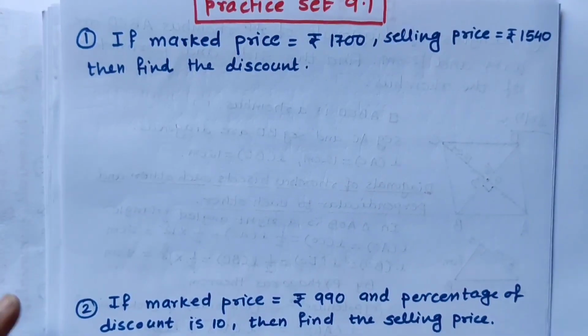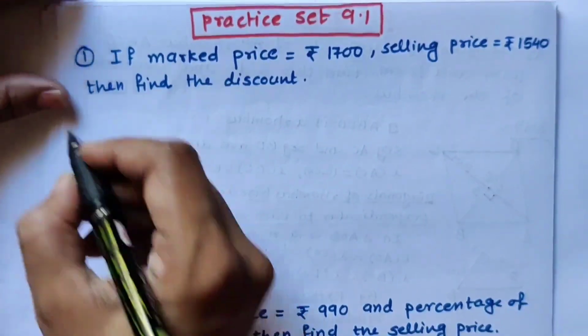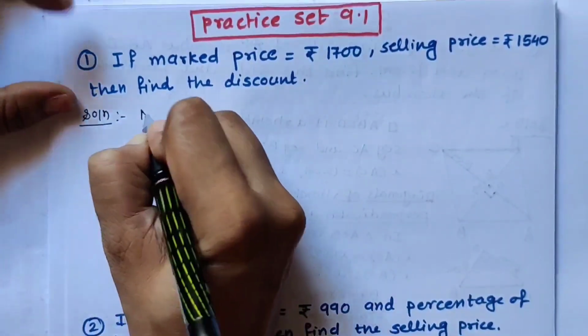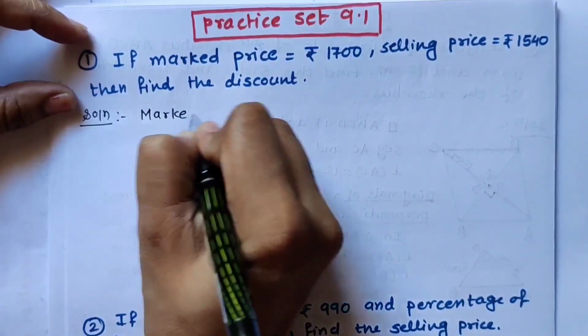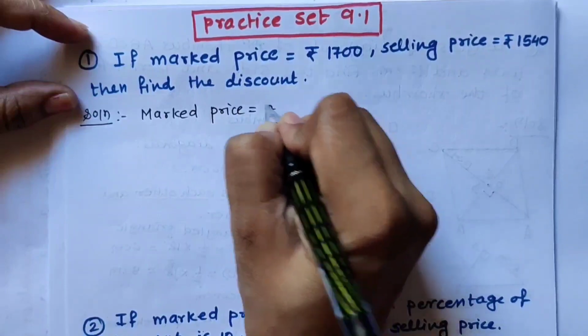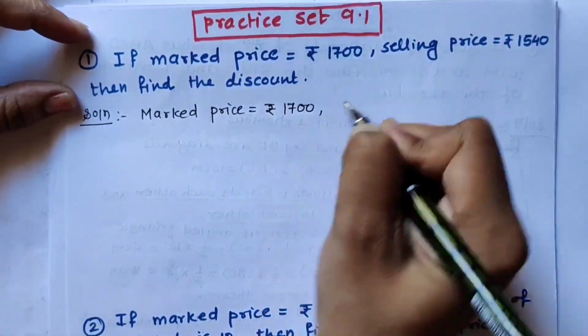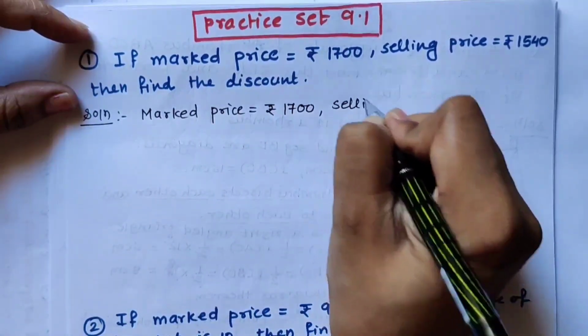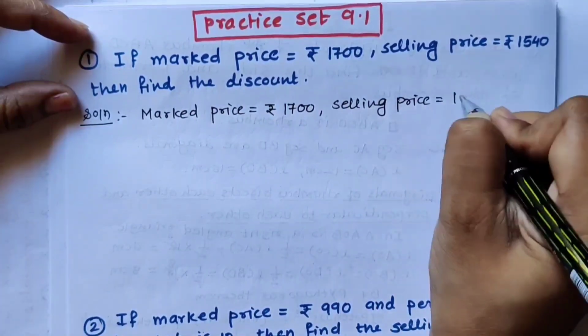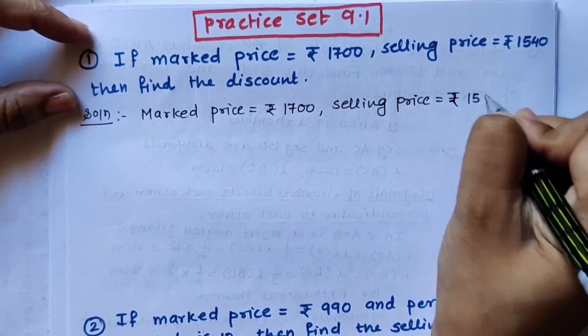Marked price is given as 1700 rupees. So we write in the solution whatever is given to us. We write marked price is equal to rupees 1700. Selling price is equal to rupees 1540.